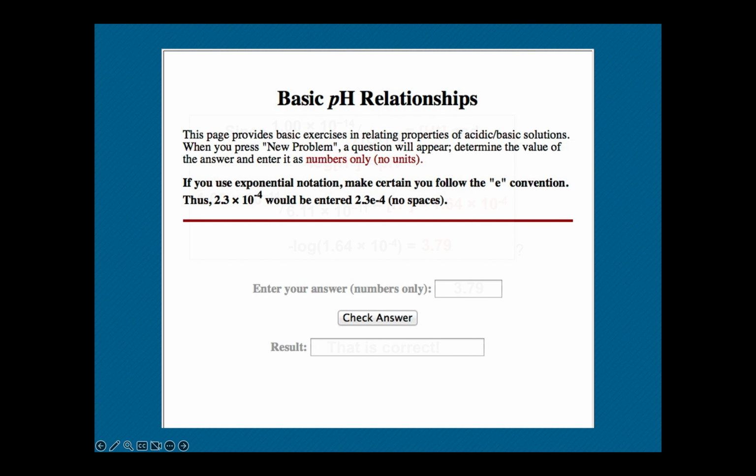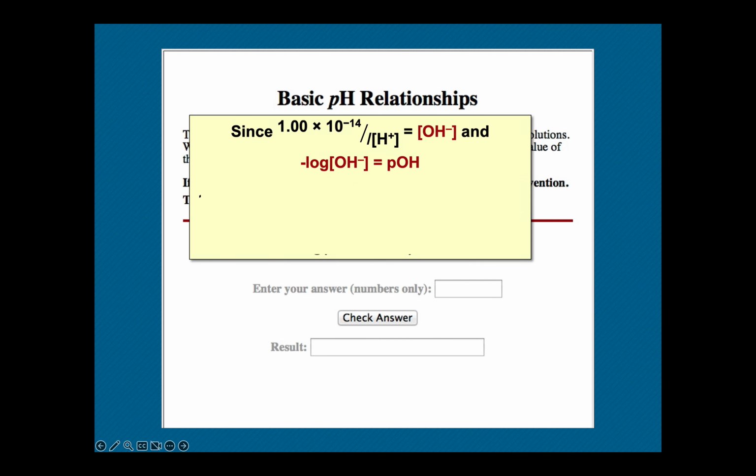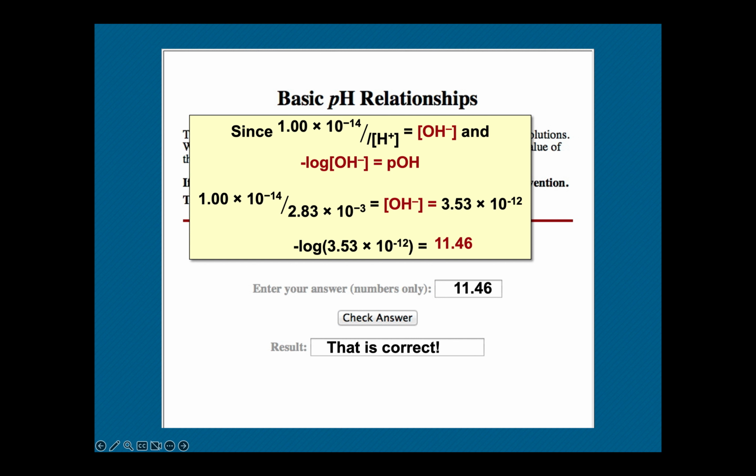Another one. Here we know hydronium, we need pOH. Same thing. You're going to take 10 to the minus 14 divided by this. That will give us hydroxide. Take its negative log. 10 to the minus 14 divided by hydronium is hydroxide. Negative log, pOH. Negative log of 3.5 times 10 to the minus 12, 11.16.